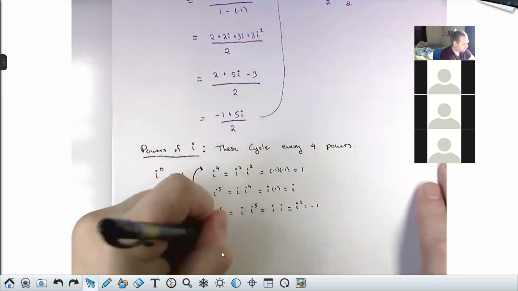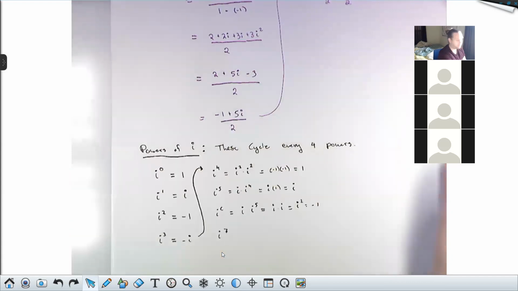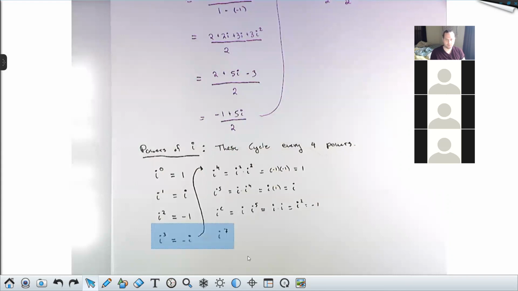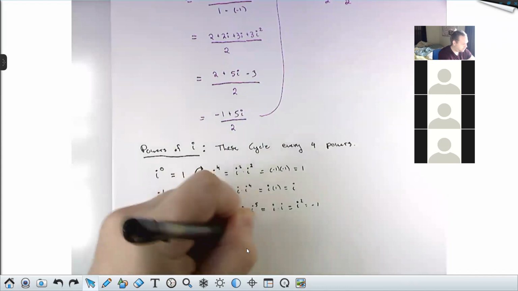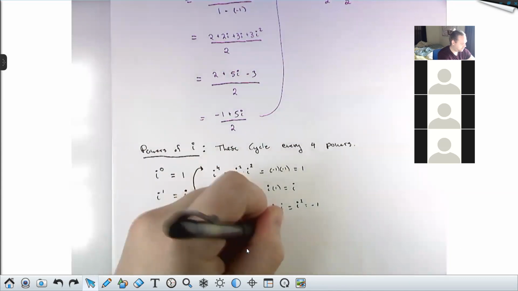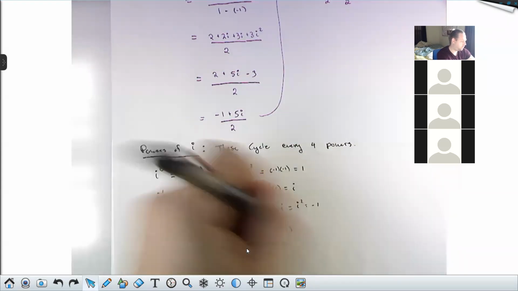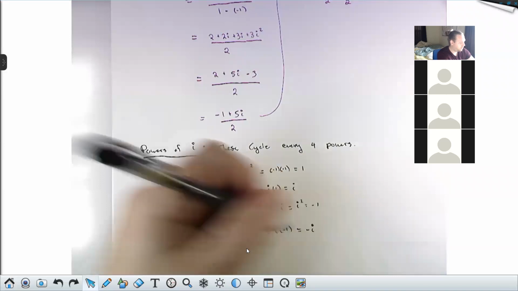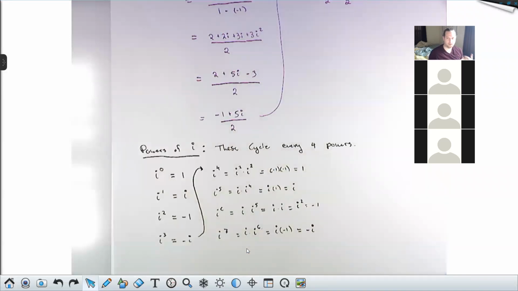i to the 7, based on the pattern we've seen so far, what do you expect i to the 7 to be? -i. Yeah, right. We expect i to the 7 to be the same as i cubed. Well, what is it? It's definitely i times i to the 6. i to the 6 we just saw as -1, so this is i times -1, which is indeed -i. So you could tell me what i to the 8 is, what i to the 9 is. It all has to do with the remainder when you divide the power by 4.